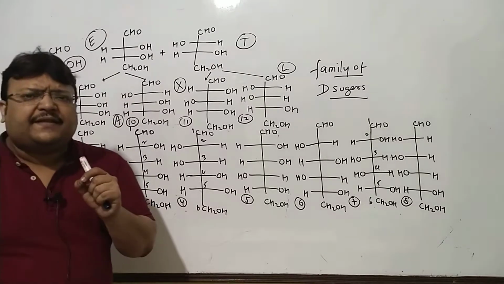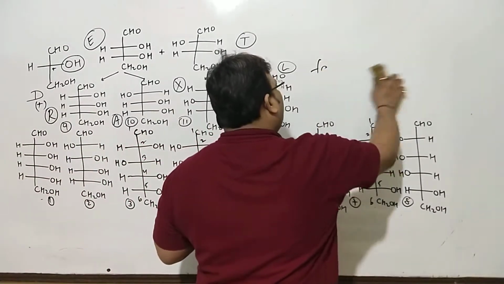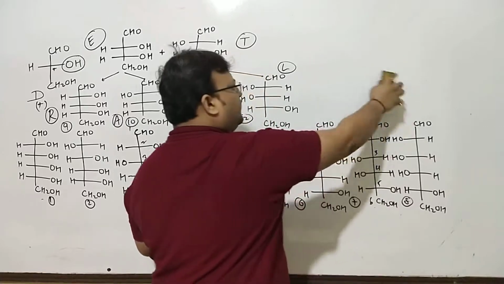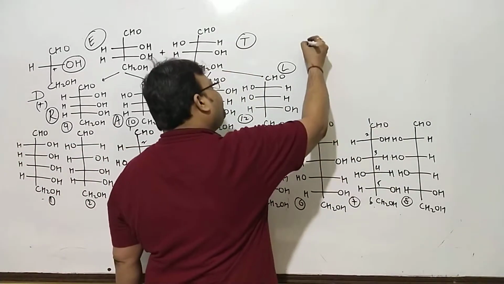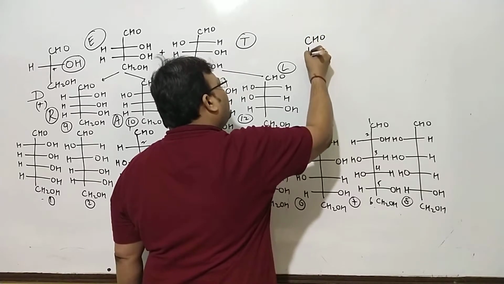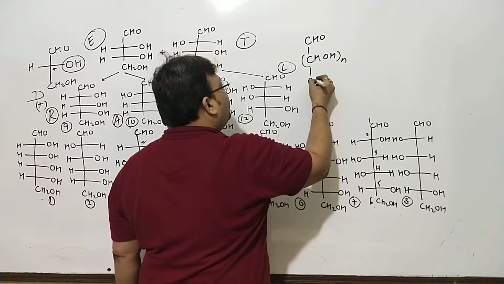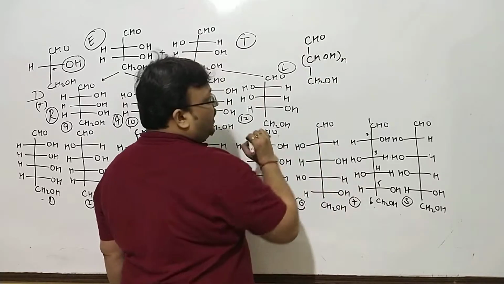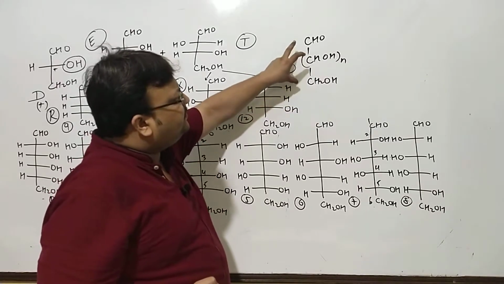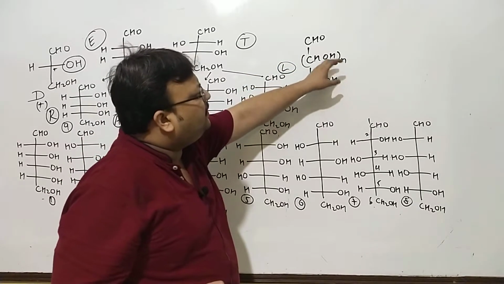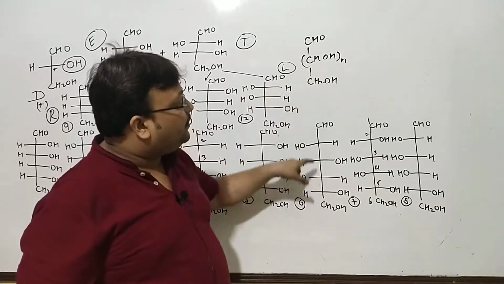We want to know one basic reaction of carbohydrates, which will come handy. And that reaction is, this is how you can represent a carbohydrate. If this is an aldose, N is the number of CHOH. Naturally, if it is 4, it is an aldohexose.